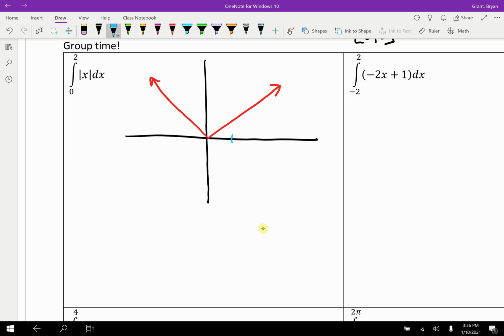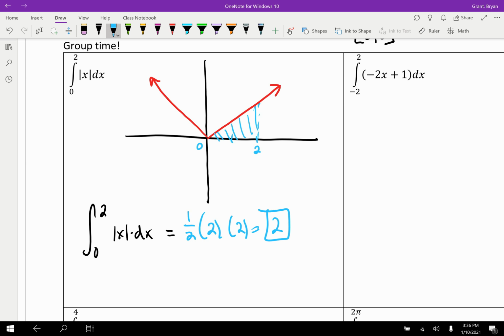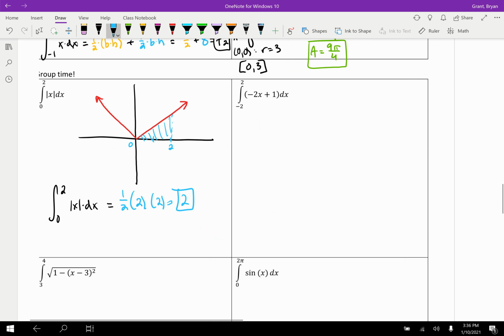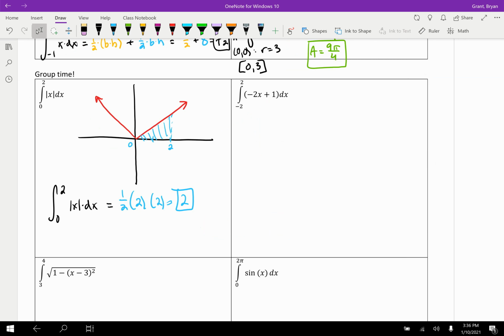We are only looking for the area from 0 to 2, and so that is just a nice little triangle. So we'd say something like this. We'd say the area, or the integral, from 0 to 2 beneath the graph of x dx is, and then we do our formula for the area of a triangle. Base of 2, height of 2, 4, half of 4 is 2. Yay! Second one. We're going from negative 2 to 2 of negative 2x plus 1.